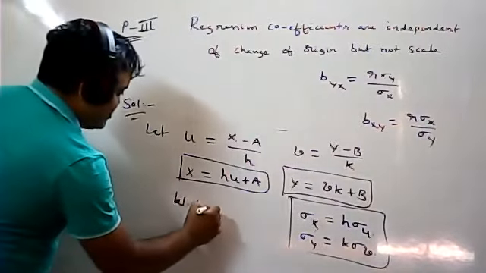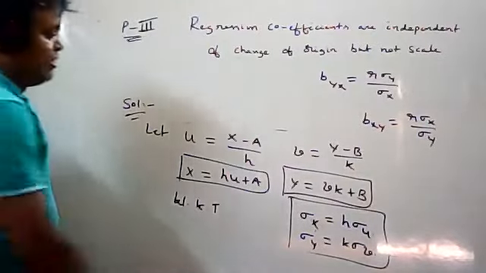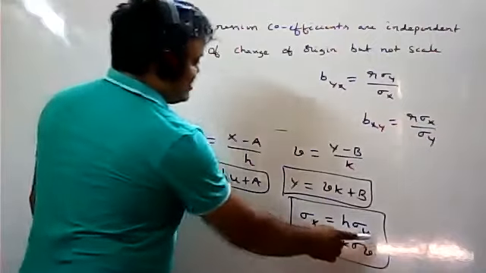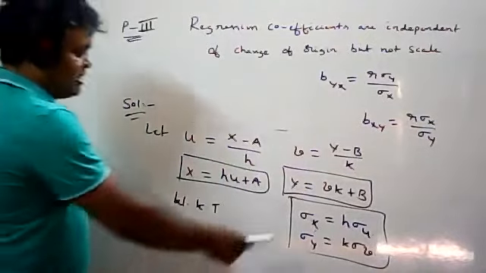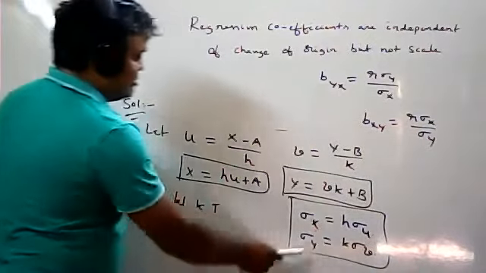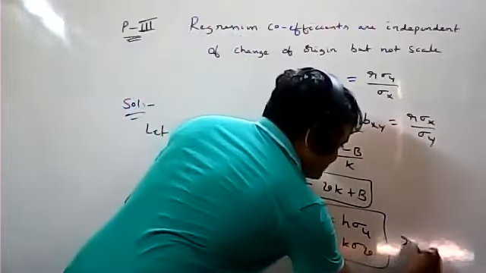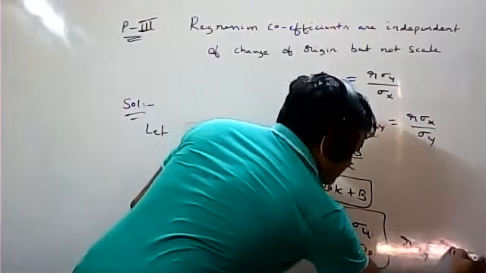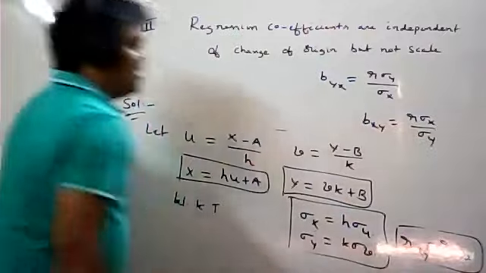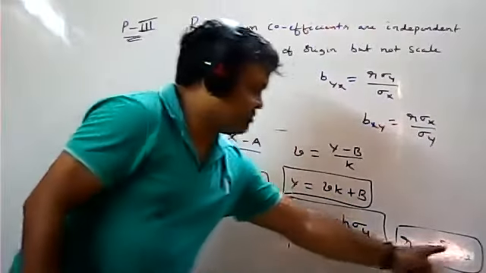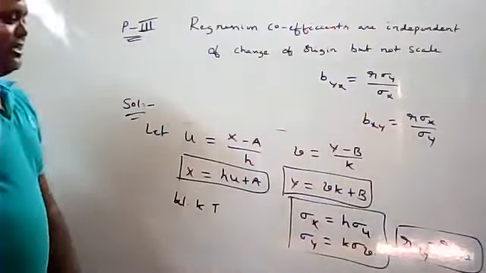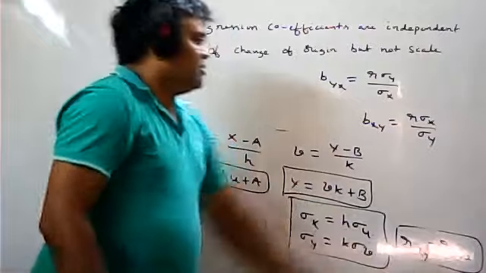Next line directly I will use. We know that sigma x equal to h into sigma u, sigma y equal to k into sigma v, and rxy equal to ruv. That means r is not changed. Rxy equal to ruv.